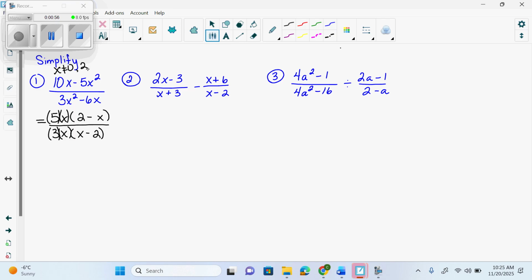Everyone paying attention? You take out a negative 1. So you can take it out of the top or the bottom, it doesn't matter. I'm going to take it out of the top, so make it a negative 5. This will become a negative 2. This will become a positive x. So I should have taken a negative 5x out, not just a 5x, correct? Negative 5x would have changed the signs. Now these cancel because they have the same signs. The x's cancel. And my answer is negative 5/3, followed behind with x can't equal 0 or 2.